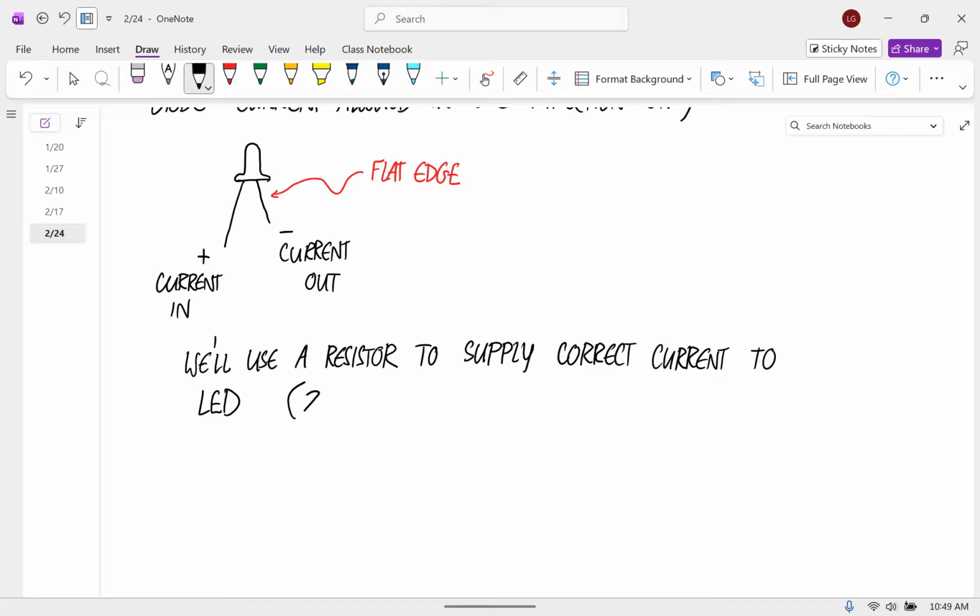That correct current is about 20 milliamps, although there's quite a bit of wiggle room in the operation. And so we're going to use a 330 ohm resistor, just because that's one that we have in our kits here. So 330 ohms should be 33 times 10 to the 1, so it should be orange, orange, black. Okay, so look in here and see if you can find one of these resistors that are orange, orange. Oh, I'm sorry, orange, orange, brown, not orange, orange, black.